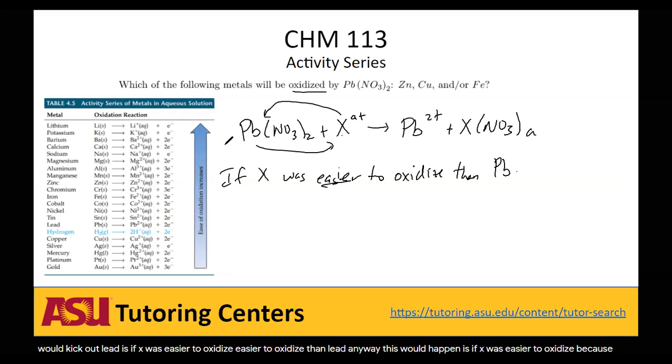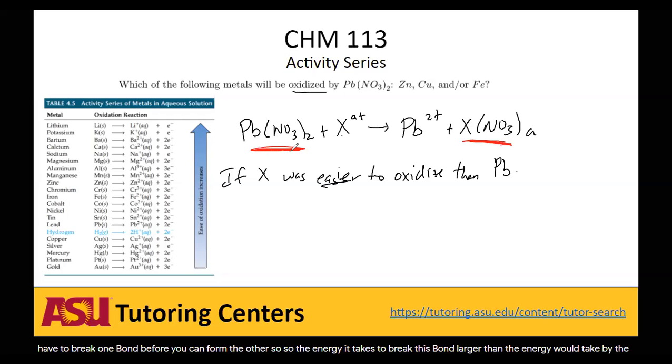Because think about it on the other end. If X was harder to oxidize, what does that mean? It's harder for it to lose electrons, right? It's harder for X to be an ion. So if X was harder to oxidize, the energy it takes to break this bond, because that's how chemical reactions work, you have to break one bond before you can form the others, would be larger than the energy that would be saved by bonding with X. So essentially, the amount of energy taken to break this bond would be larger than the amount of energy taken to form this bond. You have more energy on the reactant side than you have on the product side. So it would take more energy to happen than you would actually get out of it. That's not energetically favored.